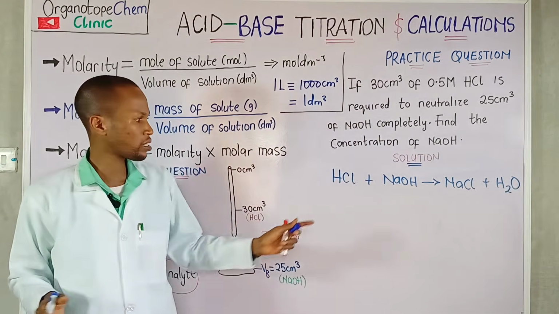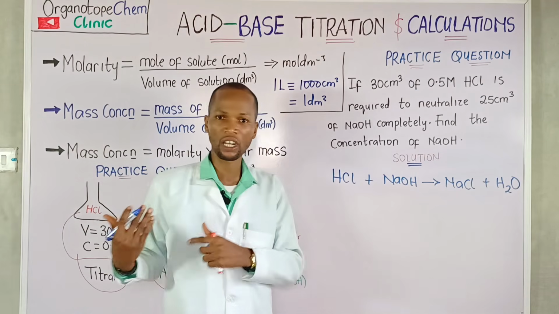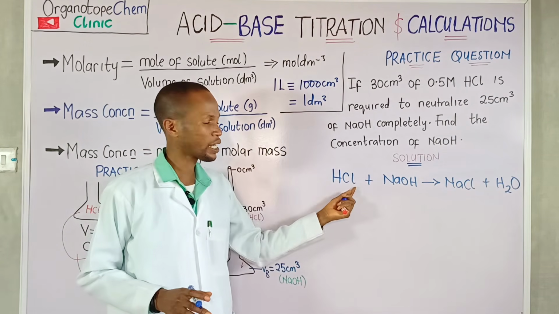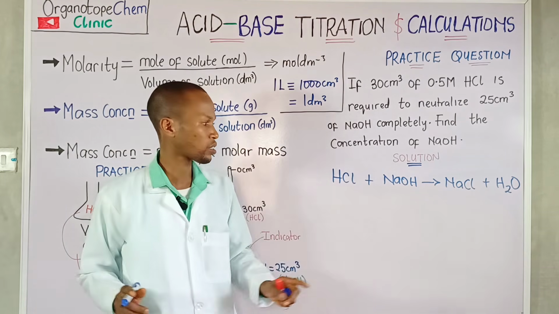From this equation we can observe that we have 2 atoms of hydrogen on the reactant side and 2 atoms of hydrogen on the product side. 1 atom of chlorine on the reactant side, we have 1 atom of chlorine on the product side.